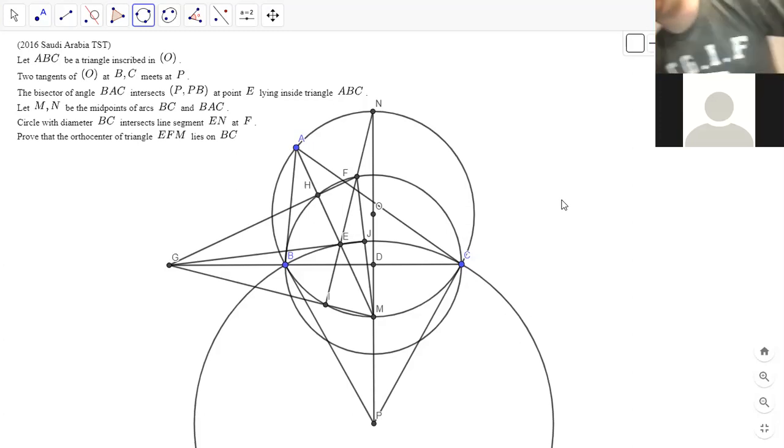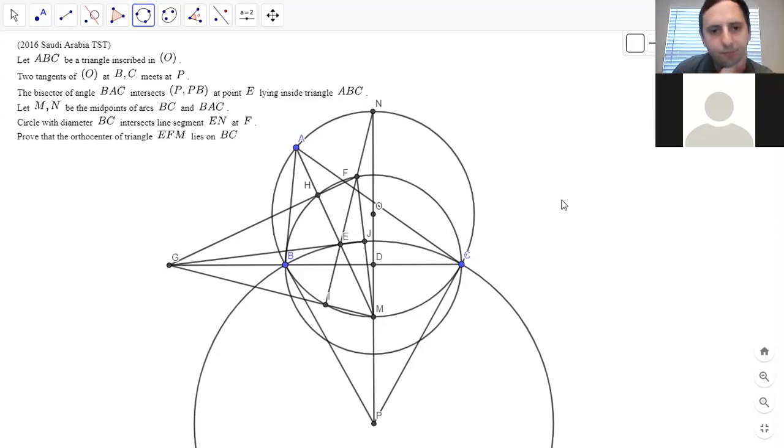All right, thanks for waiting. So we found a lot about this configuration. Let's see. So we basically want to prove some 90-degree angles. We want to prove that EHF is 90 degrees.